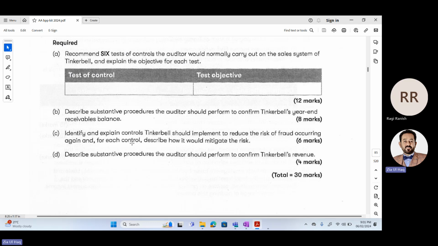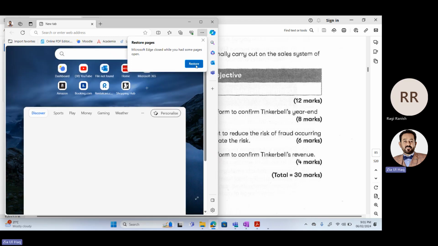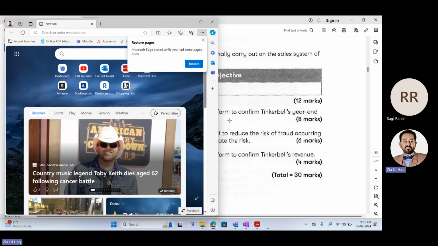How much time should we take per question? Per question, how much time should we take? 1.5 minutes for 1 mark.